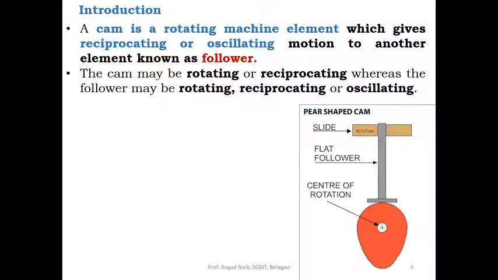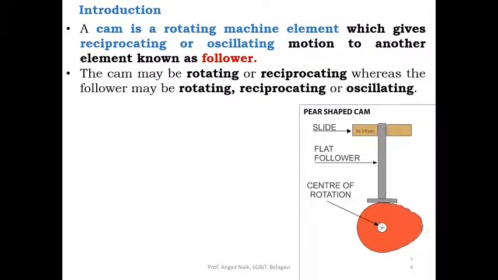The cam may be rotating or reciprocating, whereas the follower may be rotating, reciprocating or oscillating. So all these three are possible for follower, but only two are possible for cam, that is rotating or reciprocating.